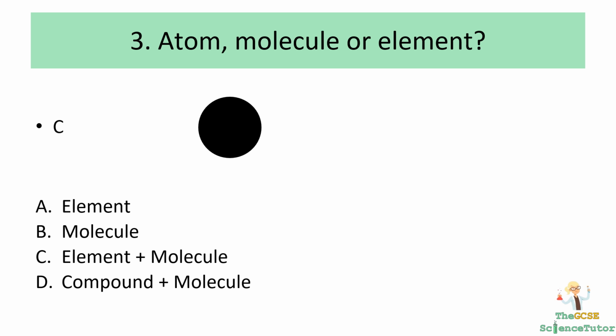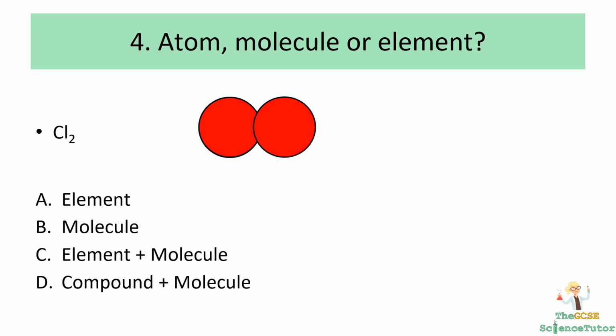What about this image here? What does this represent? Great, it's an element because, well, there is only one type of atom present, and that's a carbon atom. It can't be a molecule because you haven't got more than one atom there.